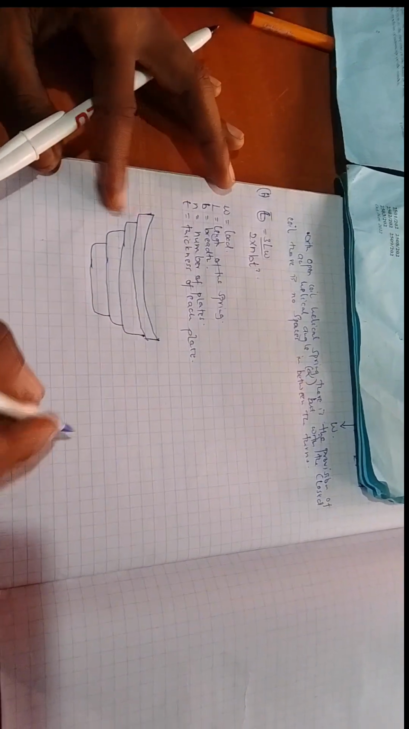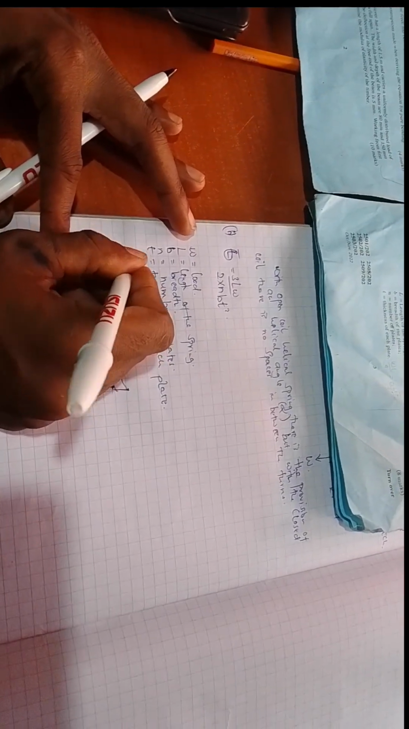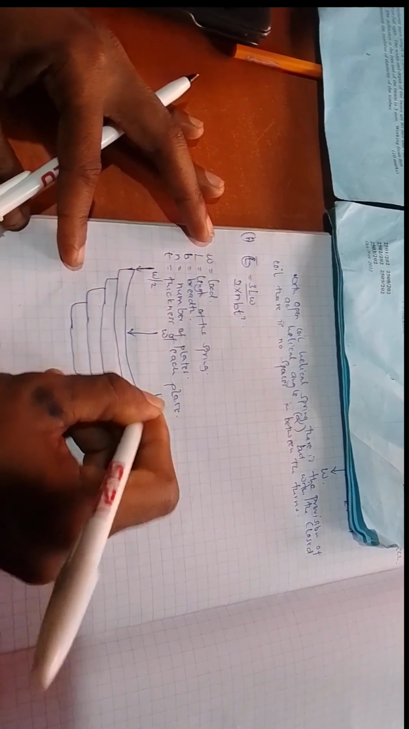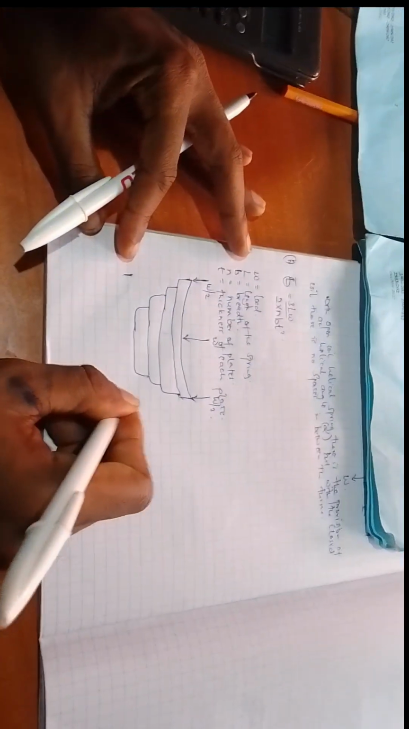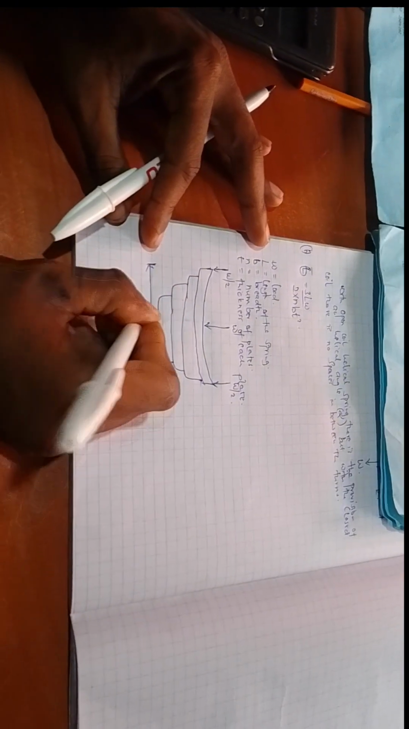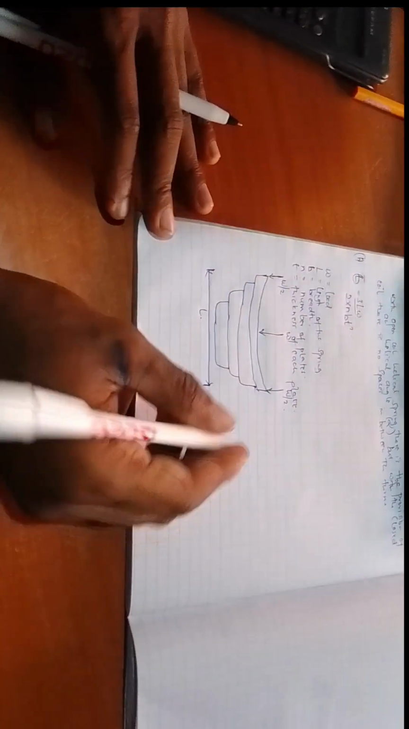That's how it's simply supported. Then the load here is acting like that. So the load acting here is W divided by 2, and the other load acting on this other end is W divided by 2. So the distance from here to here, this is now the length of the spring. That's what they're saying.